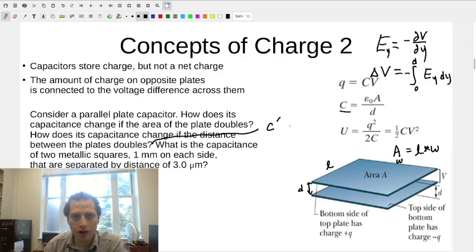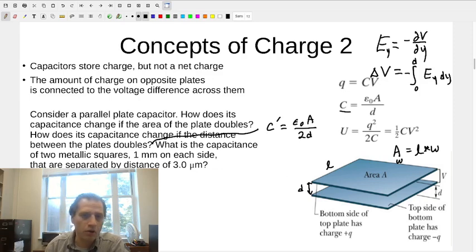So your C prime here would be epsilon naught A over 2D. I hope you can see that the capacitance then would drop in half. If you put the same amount of potential difference across the plates, you would get half as much charge. So that's what that means.